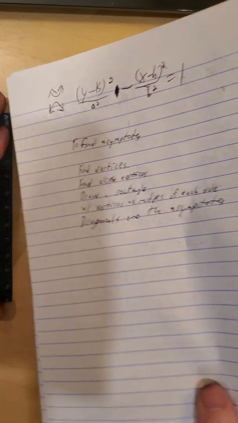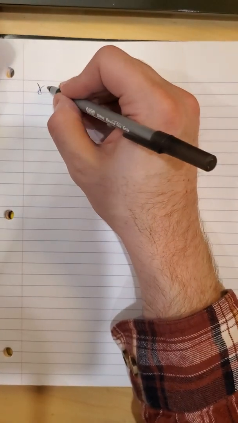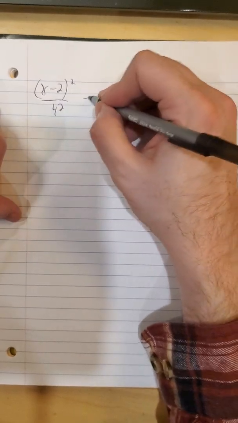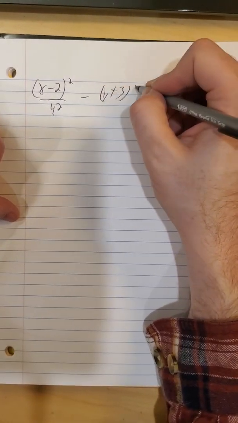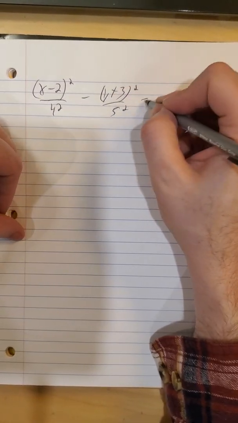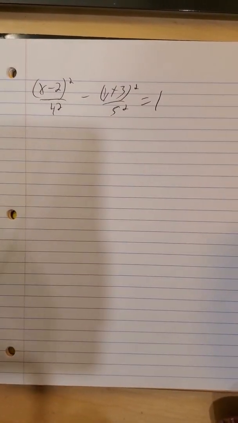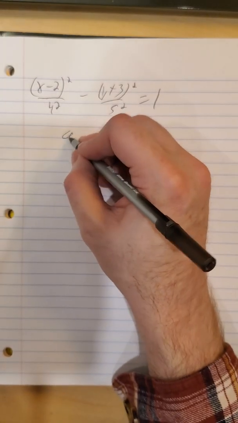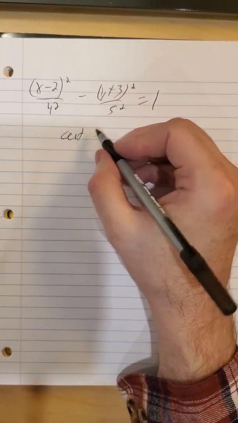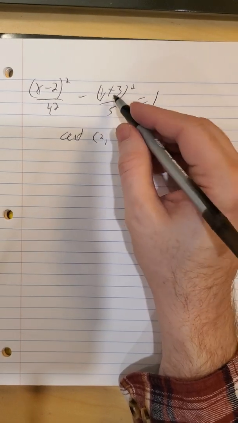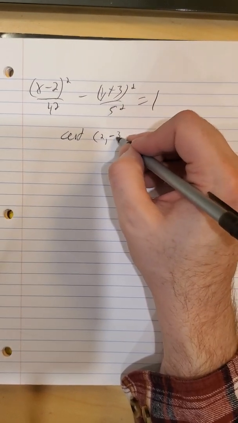Alright, so let's put some of this to work. So we'll start with one that's pretty much already set up for us. X minus 2 squared over 4 squared minus y plus 3 quantity squared over 5 squared is worth 1. So they already did the work. They got it into this nice, neat, pretty format. So our center, just work on your shifting. So x shifted to the right 2, y shifted down 3.